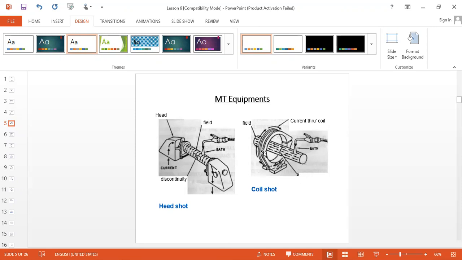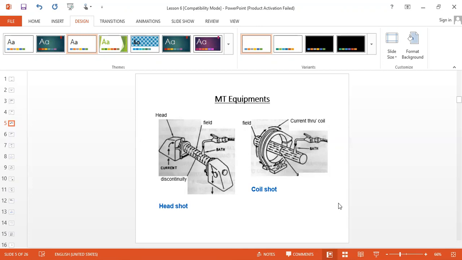Now see here, that is a coil shot arrangement. There are some 5 turns of coil. This is standard, so generally there are 5 turns. The current is moving circular. The field will be longitudinal, and we will detect this transverse crack, or we can say circular crack, because the field is longitudinal. And the bath means it is a mixture of solvent plus iron particles.